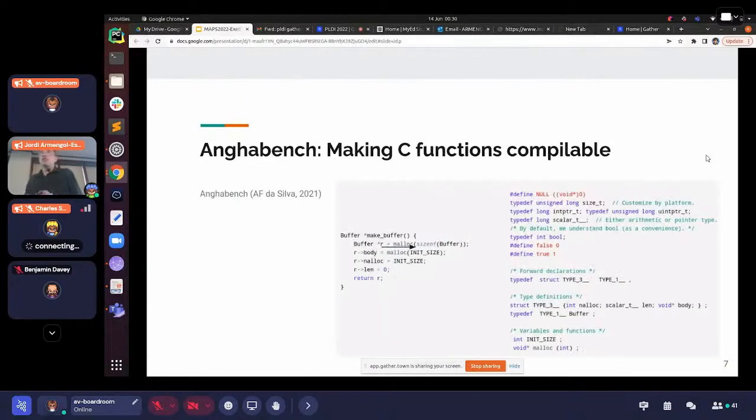ExeBench solved the compilability problem by using type inference techniques. They take function by function and inject the missing dependencies using synthetic dependencies. With type inference, they infer the missing type definitions, auxiliary function declarations, and so on. This way they solve the compilability problem, but they don't solve the executability problem, because the auxiliary functions, for instance, are declared but not defined.